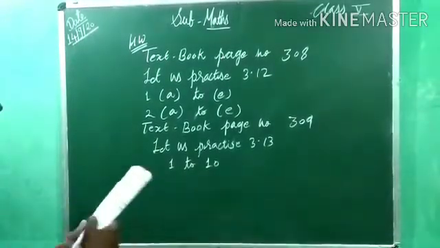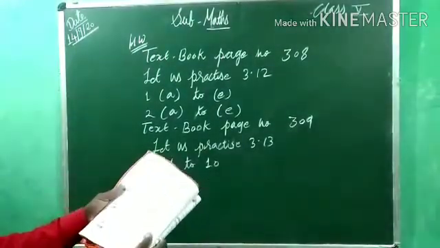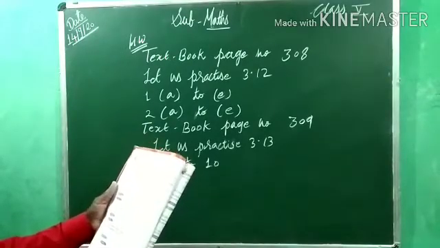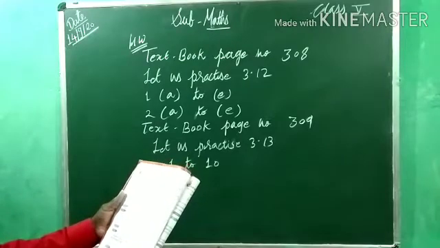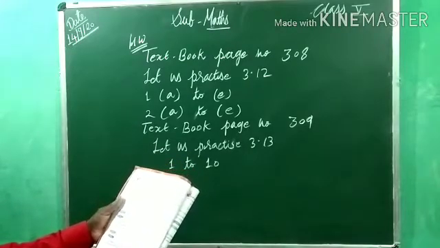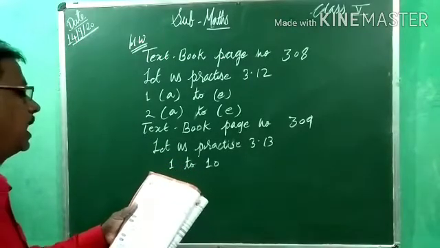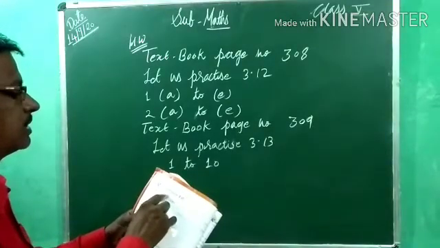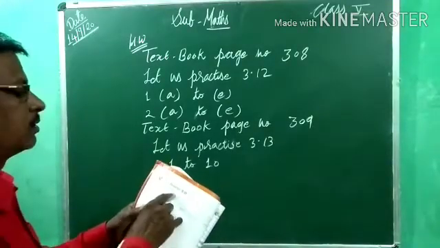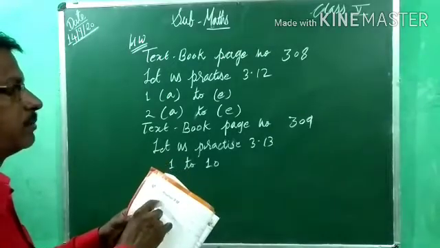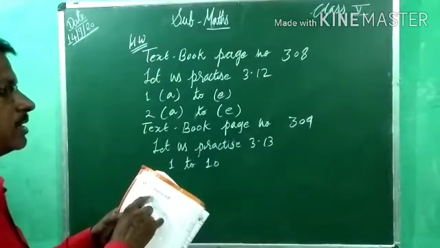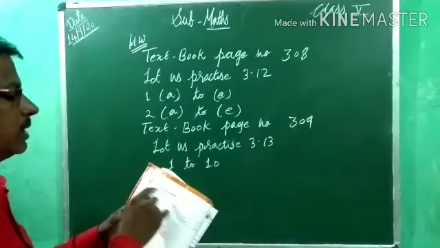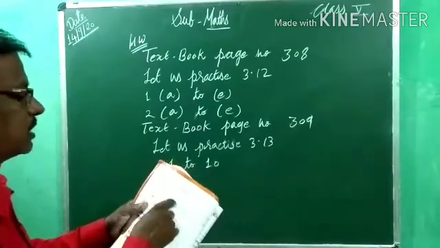Now first of all, let us practice 3.12, page number 308. Look at 308. What is given? Subtract the following: 3 by 8 from 7 by 8. Denominators are the same, so what do we have to do? 7 by 8 minus 3 by 8. Denominators are the same, so 7 minus 3, 4 by 8. 4 by 8 can be cancelled: 4 is 2 into 2 and 8 is 2 into 4. Convert into lowest terms. The second question is also like that.